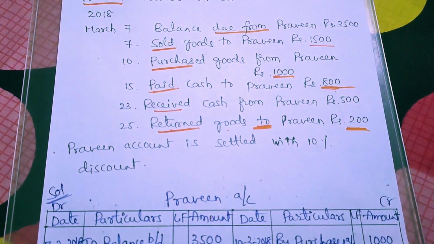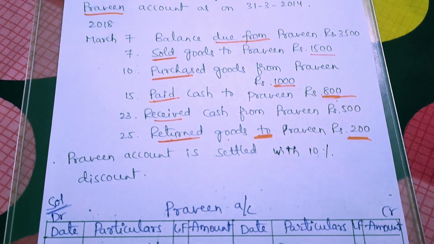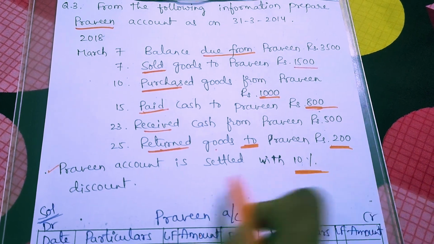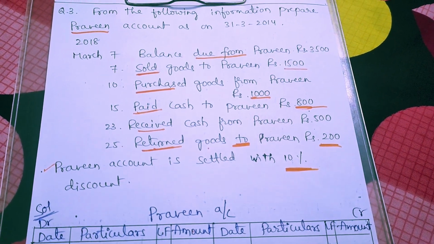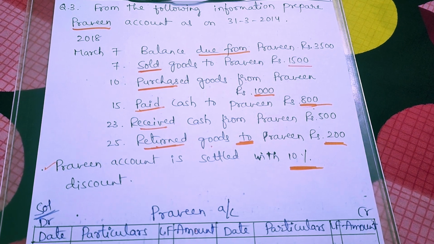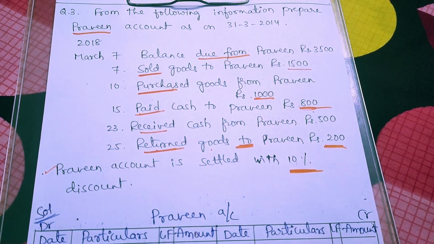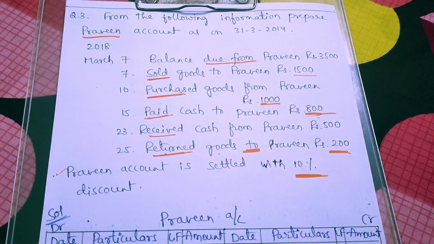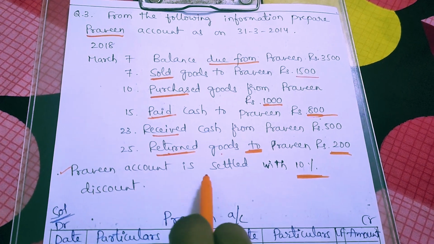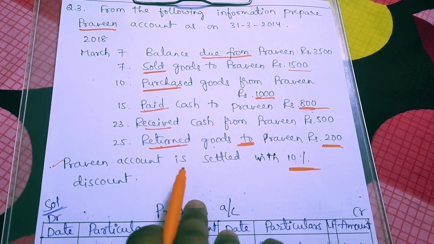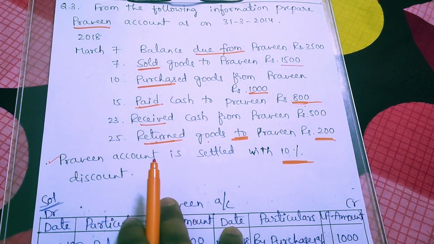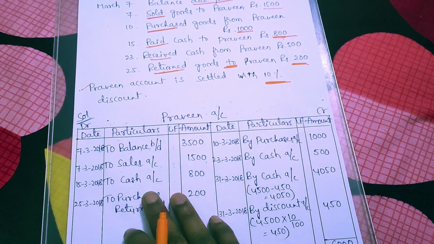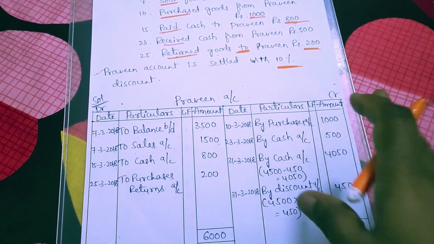So all items finished. And what they said in the last: Praveen account is settled with 10% discount. So they are settling the account. I have shown in the previous problems, first problem as well as second problem, how to record that settlement. Whenever settled is given, we should see whether this is settled with cheque or not. Cheque is not there, so it is settled with cash. So cash and discount, two items we should record. Which side we have to record, debit side or credit side? Wherever the amount is less, that side we should record.